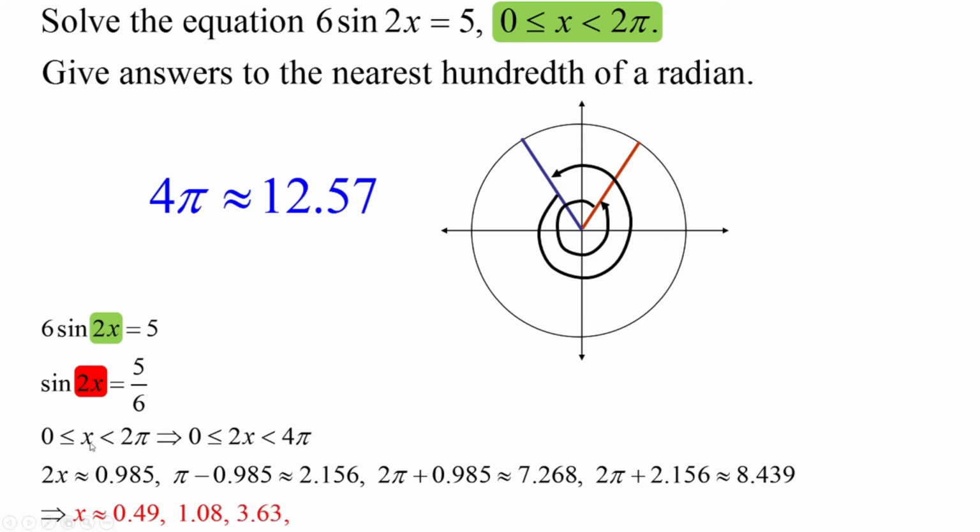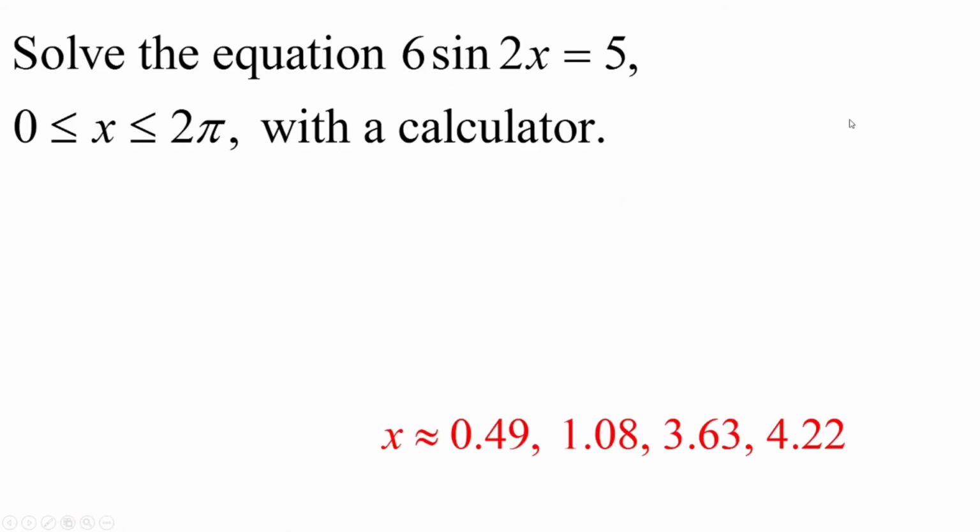And then finally, 8.439 divided by 2, and I am getting 4.22. And there you go. So there's my 4 angles x that would solve this equation, 6 sine of 2x equals 5. That is so cool.